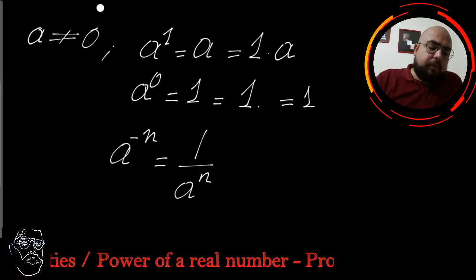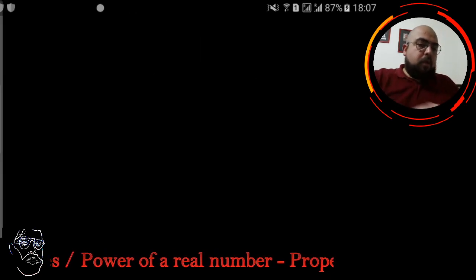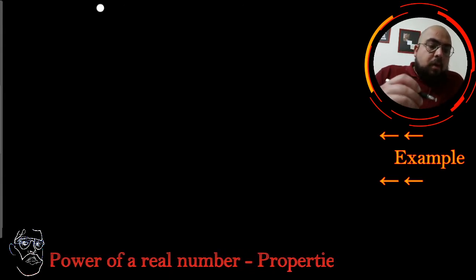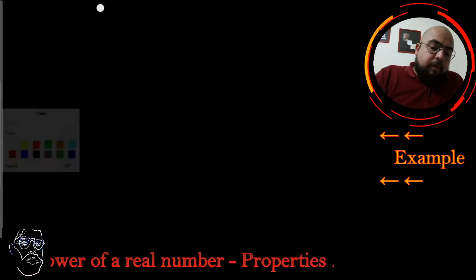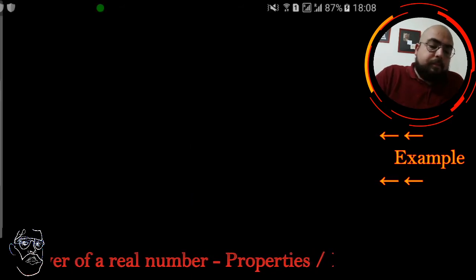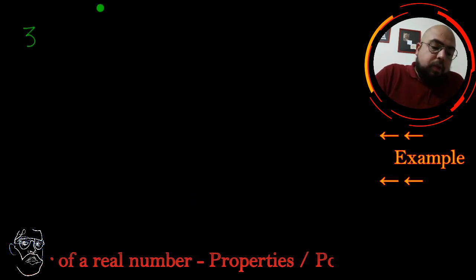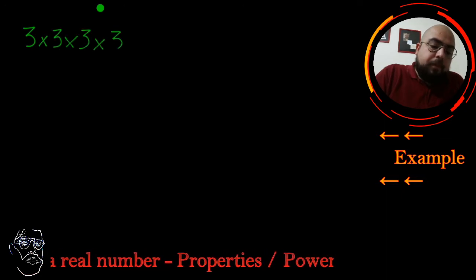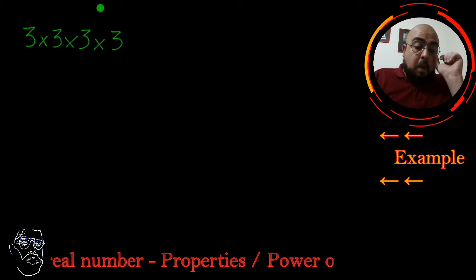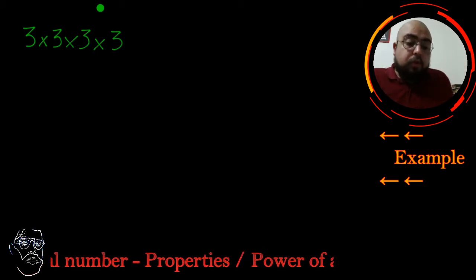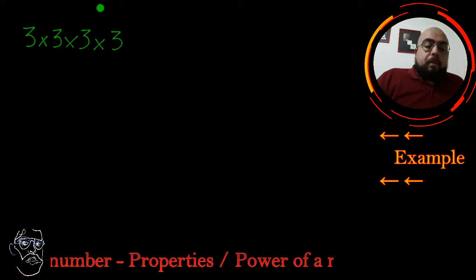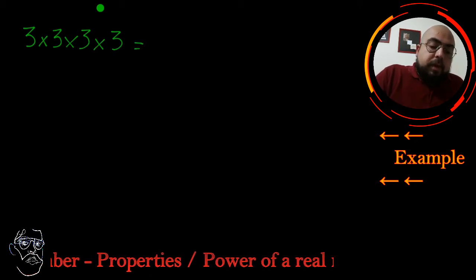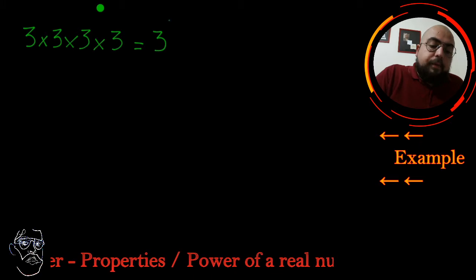Now let's take a few examples. So the first example, we have, let's say, 3 times 3 times 3 times 3. As you can see, we have a repetition. 3 is repeated 4 times. The multiplication is repeated 4 times. So it's 3 to the power of 4.